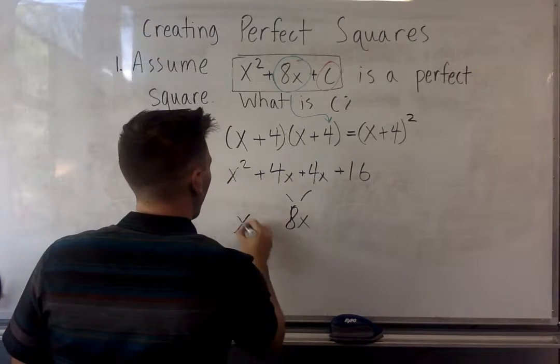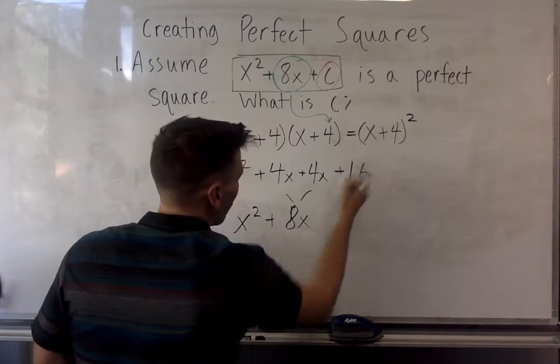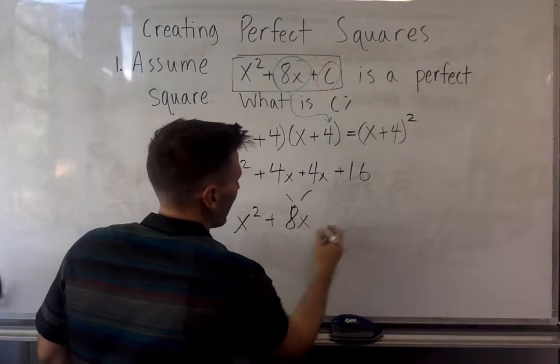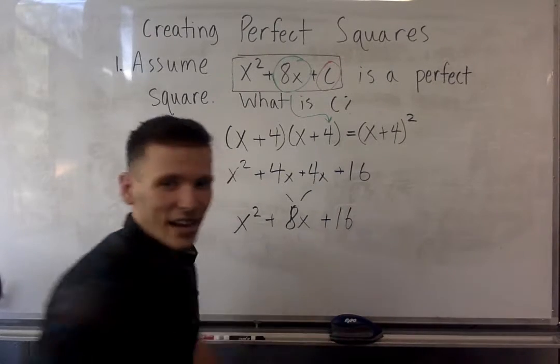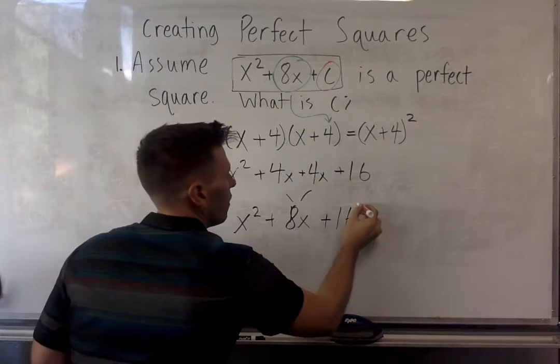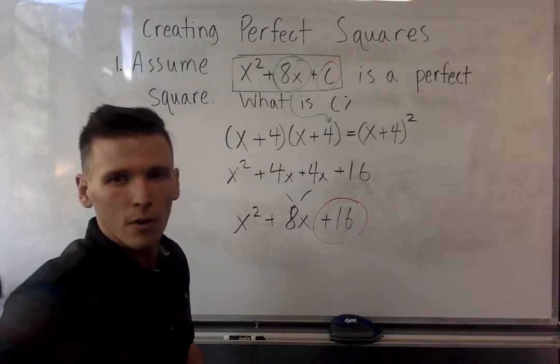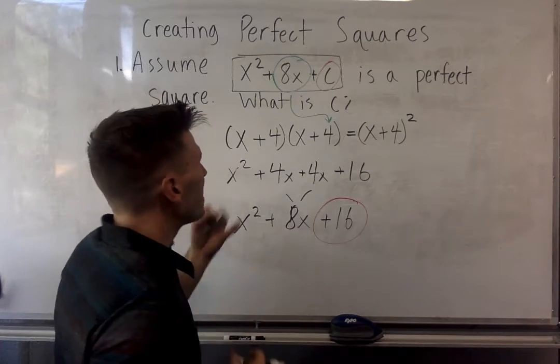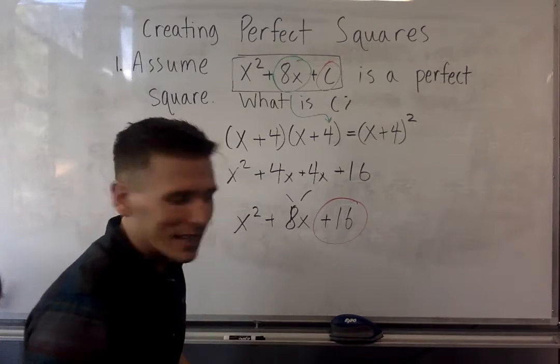And so now that we have our multiplied out version of this, x squared plus 8x plus 16, it's really easy to see that this missing term c would have been that 16 right there. So this is the cool logic behind it.